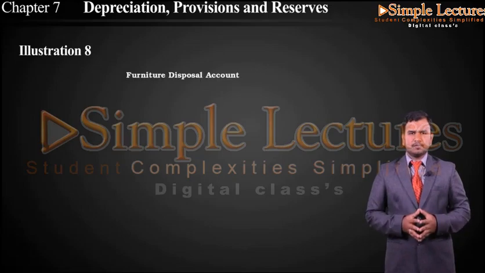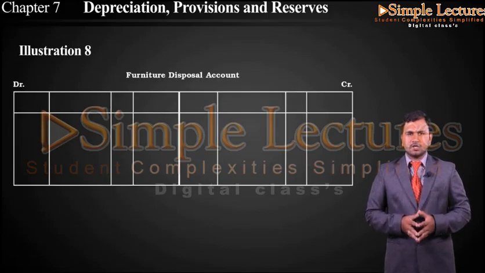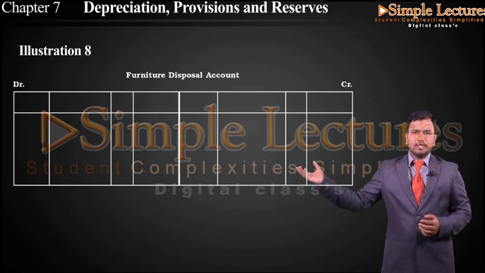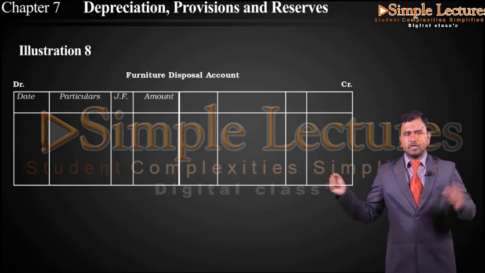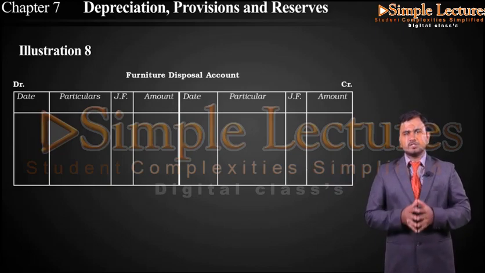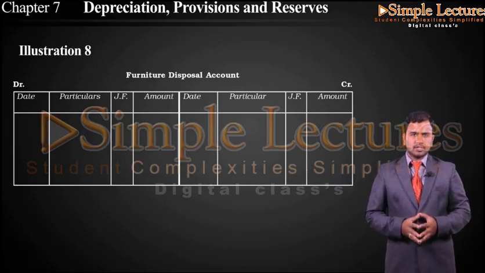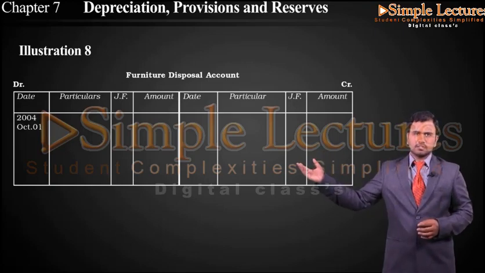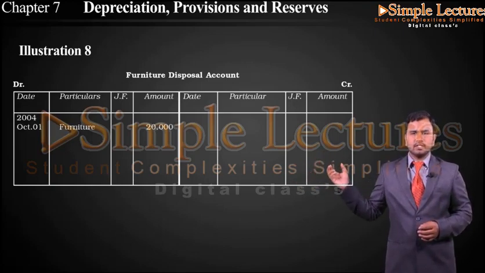And next we are going to prepare furniture disposal account. Again it is a ledger account, format remains the same, date particulars journal folio amount and date particulars journal folio amount. Where the disposed furniture value was 20,000, that will be considered in the debit side. 1st October 2004, furniture 20,000.